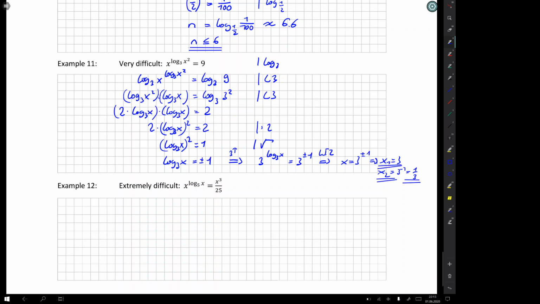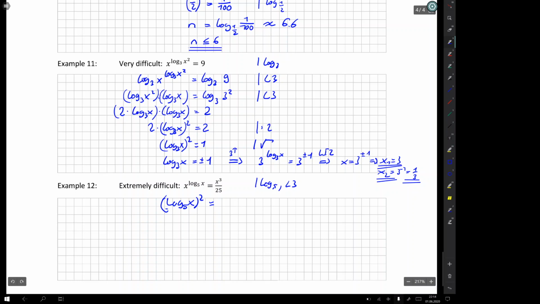Have a look at example 12, and here comes the result. We take logarithm in base 5 on both sides. What I get here is the logarithm in base 5 of this whole expression. I can take that using the law of logarithms 3, and I get the exponent in front. So I get logarithm of x in base 5 times logarithm of x in base 5, which is just (logarithm of x in base 5) squared.